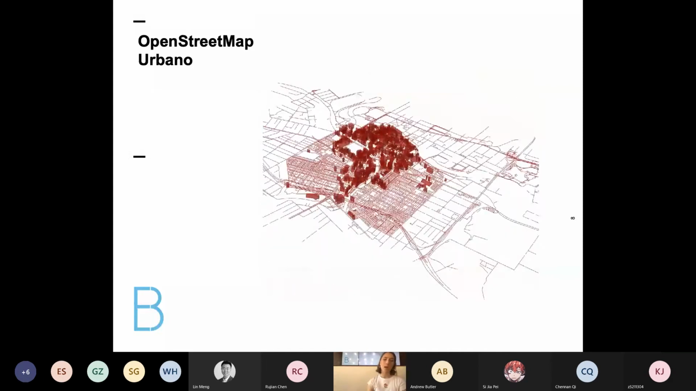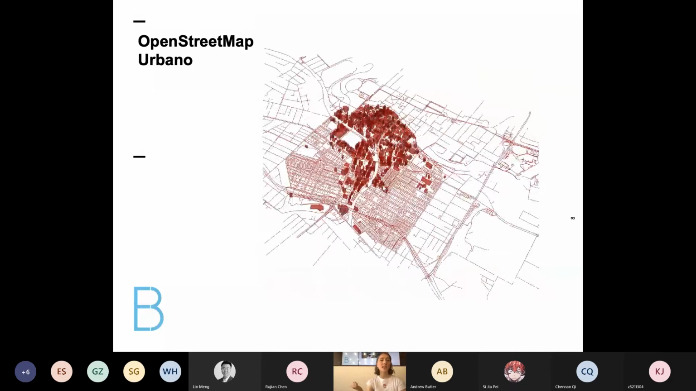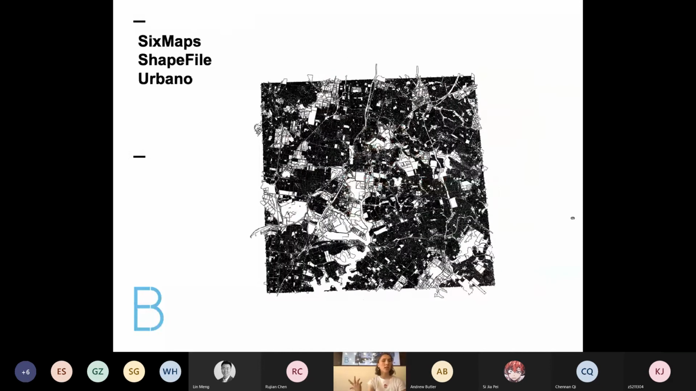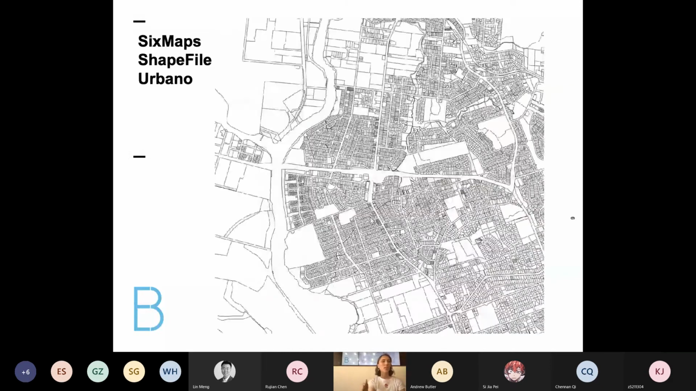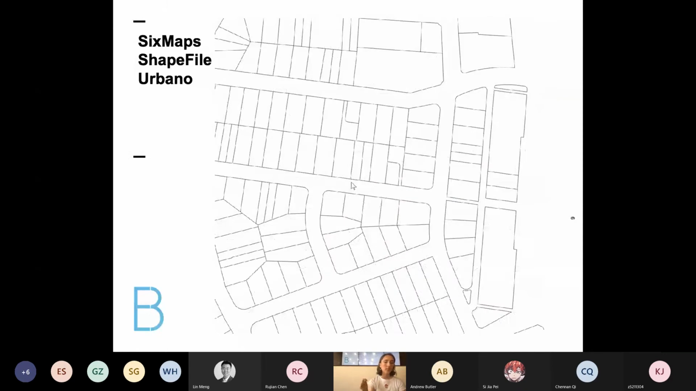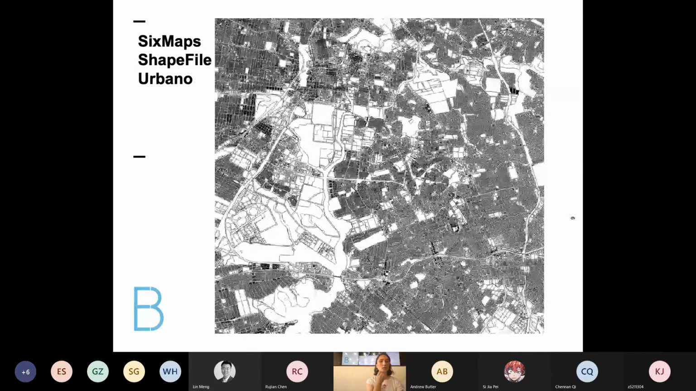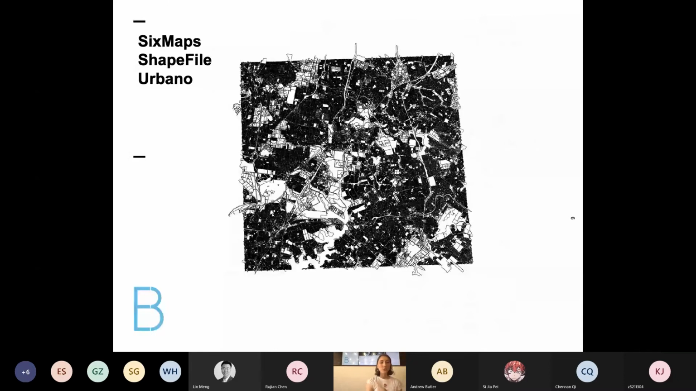context for this. And the next one, I overlaid it again with 6 Maps, again with Urbano, and this came in as a shapefile. And this just gave even more detail. You can see it's extremely detailed cadasters, but it also had roads, and this one also had train lines, which is important as I needed points of access for my train stations.